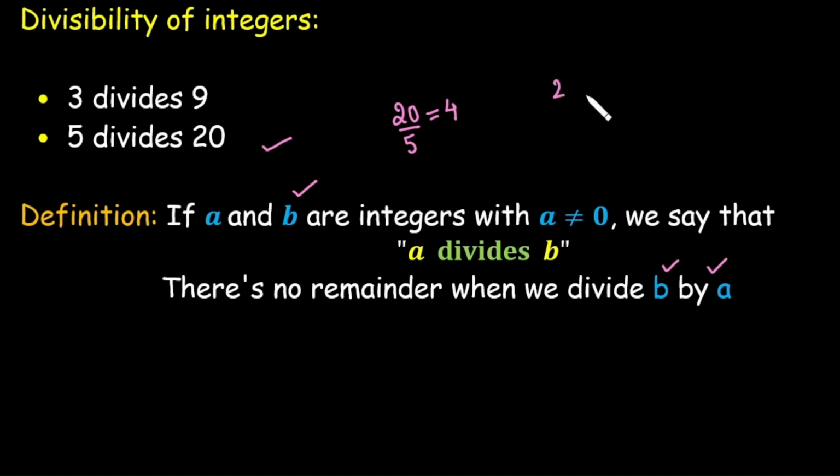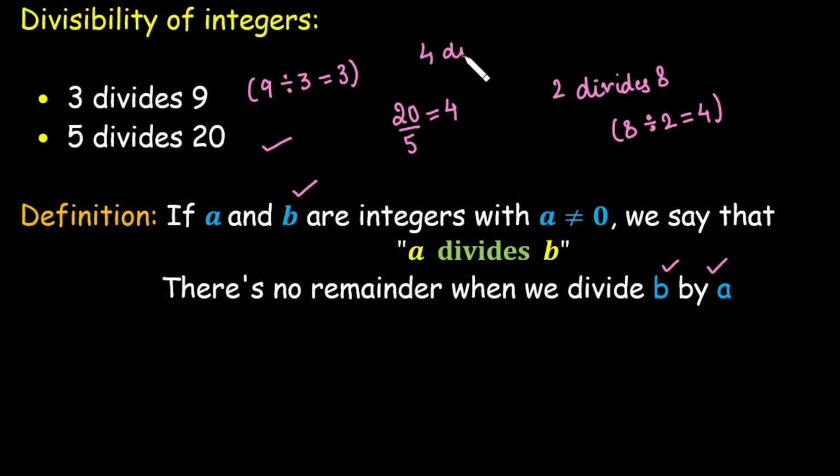Or when we say that 2 divides 8, it means 8 is divided by 2 and we have 4. And when we say that 3 divides 9, it means 9 is divided by 3 and we have 3. And when we say that 4 divides 20, it means 20 is divided by 4, that is equal to 5. So see, if there is no remainder, we say it divides. But if there is a remainder, then we say that it does not divide.